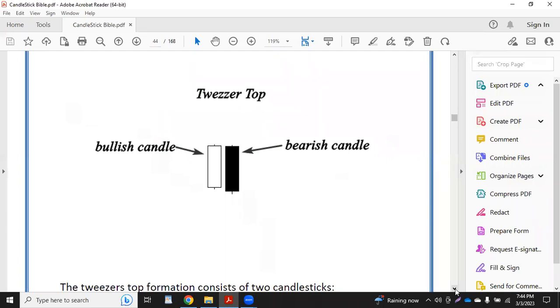So the way it is, you see a bullish candle, followed by a bearish candle of about the same size or height. You see, so that is a bearish pattern, and usually you find that price will sell. Price will usually drop from there. Market will become bearish once you see this pattern happen.